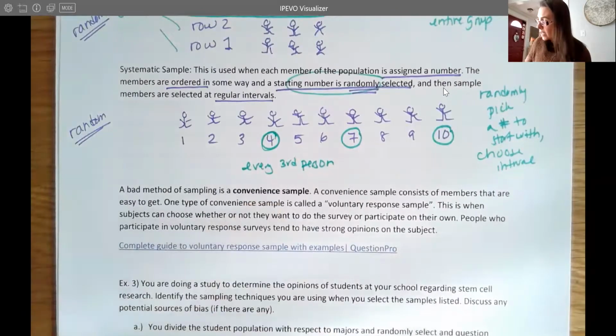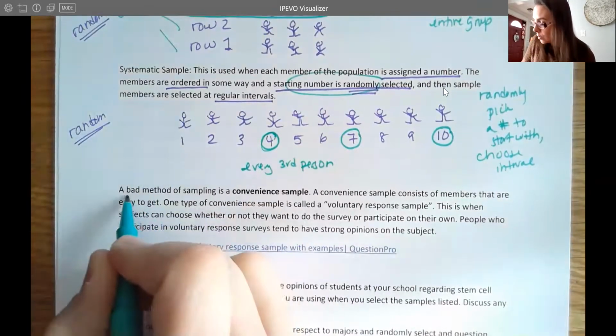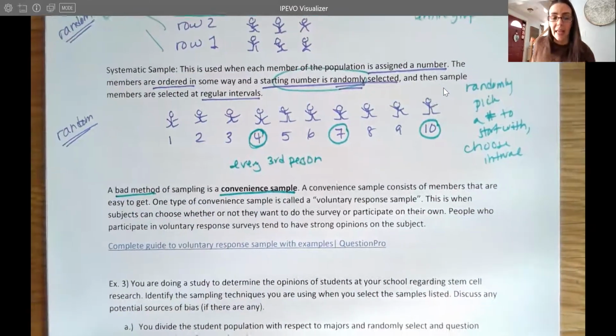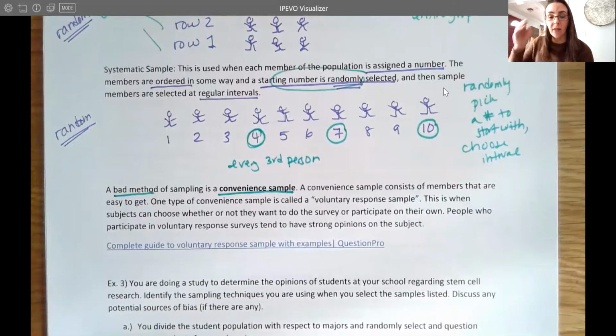Now, a last kind of sampling, and this one is bad, so don't do this, is called a convenience sample. As it says there, a convenience sample consists of numbers that are easy to get, right? So one example could be that I'm running some research and I only survey the students in my classroom. That's really convenient for me. Or I'm doing a project and I only survey my friends, right?